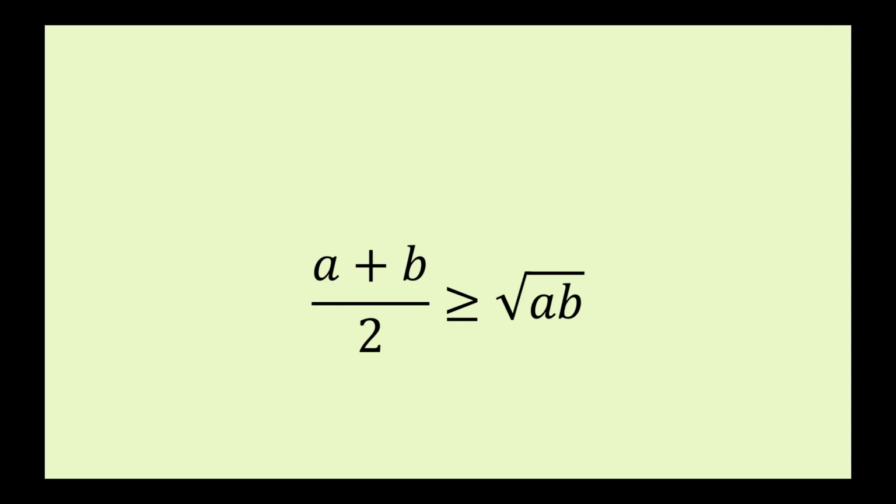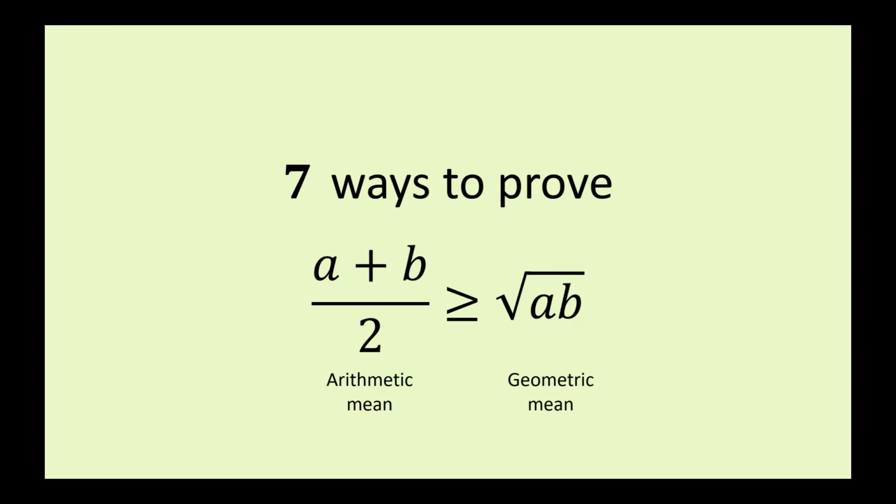How to prove the inequality of arithmetic mean and geometric mean? I am going to introduce the 7 ways to prove it. Actually, a and b are positive real numbers including 0. Then, let's get started. Number 1.